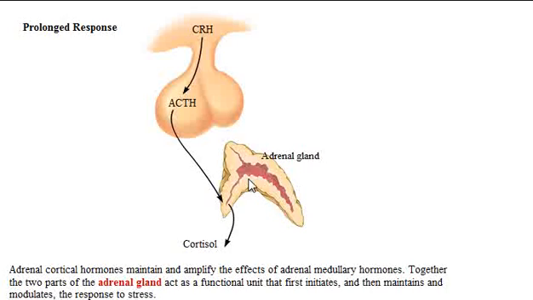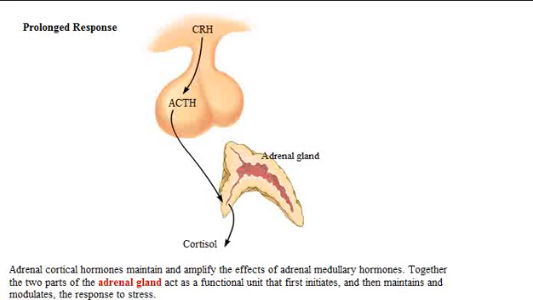Adrenal cortical hormones maintain and amplify the effects of adrenal medullary hormones. Together, the two parts of the adrenal gland act as a functional unit that first initiates and then maintains and modulates the response to stress.